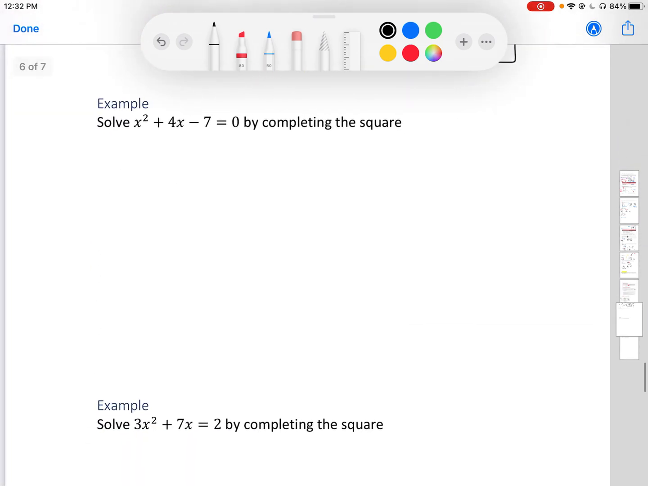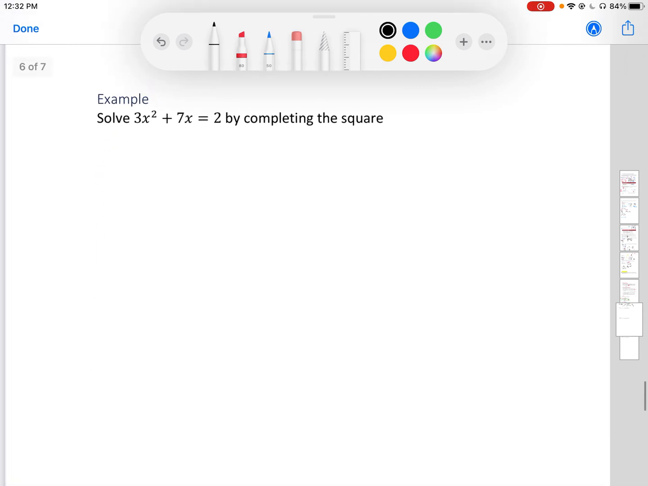Let's do one more. Let's see the next example. I'll leave you to try the one above. All right, so what's different about this one is that my a is not 1. So I have to divide out my a.